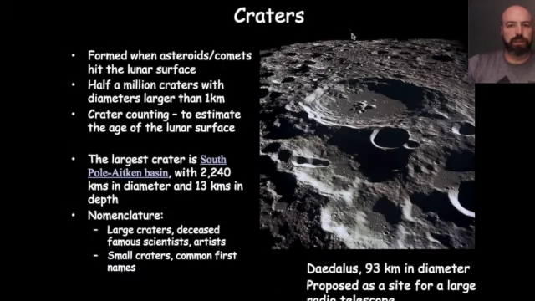So speaking of craters, here's a picture of a crater. This is actually the Daedalus, which is 93 kilometers in diameter, and is a potential site for a radio telescope in the future. These are formed when asteroids or comets hit the lunar surface. There are actually 500,000 craters with diameters more than 1 kilometer. So 1 kilometer is a little more than half a mile, and there's that many craters. And in fact, if they count craters, you can actually determine some relative age of certain areas of the lunar surface. The largest crater is on the South Pole.